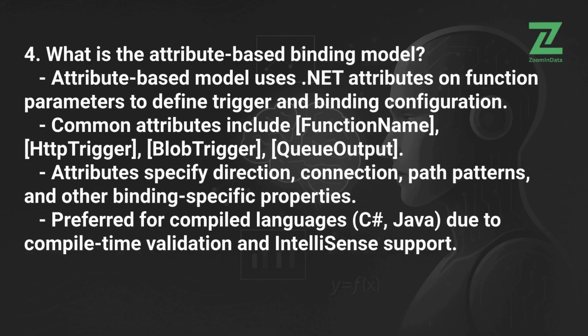4. What is the attribute-based binding model? The attribute-based model uses .NET attributes on function parameters to define trigger and binding configuration. Common attributes include FunctionName, HttpTrigger, BlobTrigger, QueueOutput. Attributes specify direction, connection, path patterns, and other binding-specific properties. Preferred for compiled languages, C# and Java, due to compile-time validation and IntelliSense support.